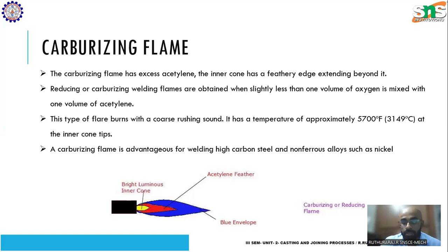Hence, we use neutral flame to weld mild steel, and we use carburizing flame to weld high carbon steel, because during welding, if carbon is diffused, then that carbon can be supplemented using this carburizing flame.